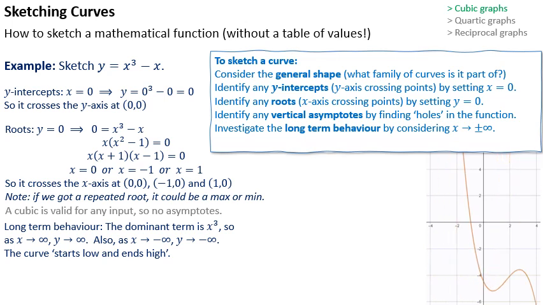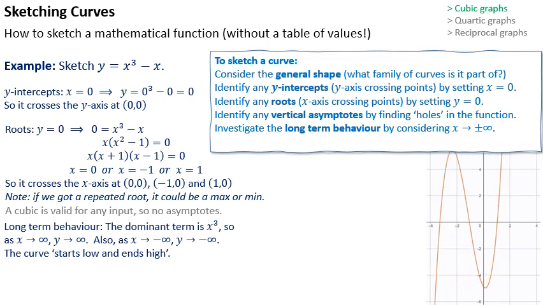Y will approach infinity. And on the other end, because cubing preserves the sign of the input, in other words, if you cube a negative, you'll get a negative result, and if you cube a positive, you get a positive result. That means if x is a very large negative number, x cubed will be a very large negative number.